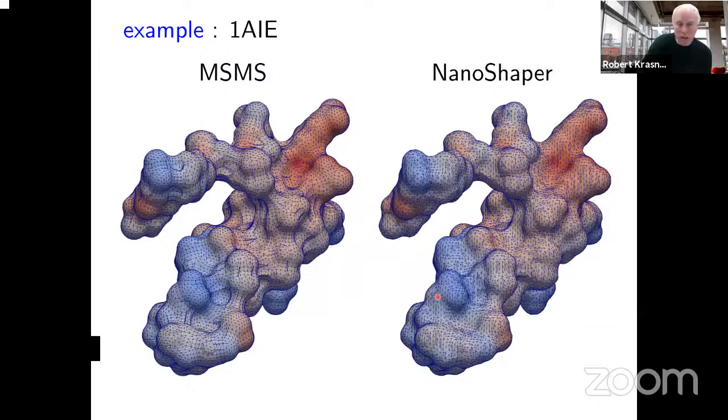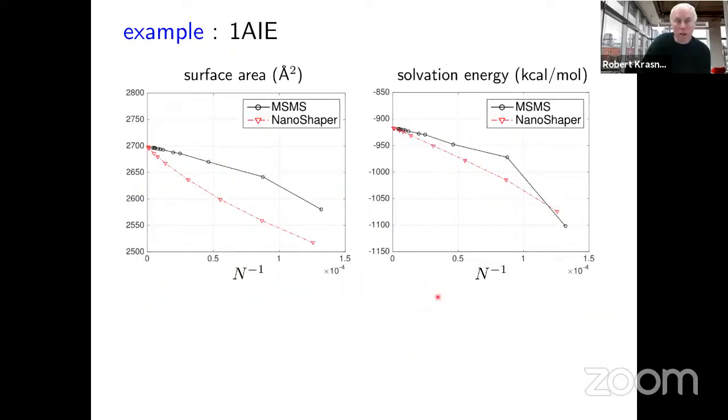We did further comparisons of this nature. Here now for the same protein, and so here's the extrapolation idea, Walter. If we look at the surface area and we compute triangulations using MSMS and using NanoShaper, and we increase the number of triangles, so going down in this direction is refining the triangulation, the surface area computed using NanoShaper and the surface area computed using MSMS turn out to be very close, okay?